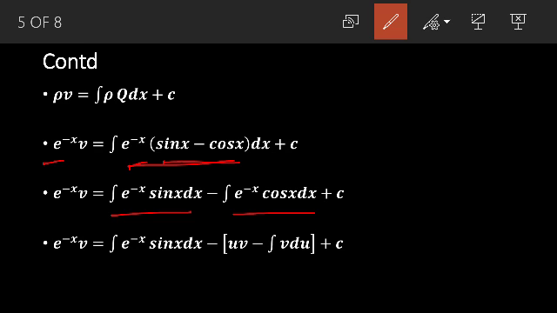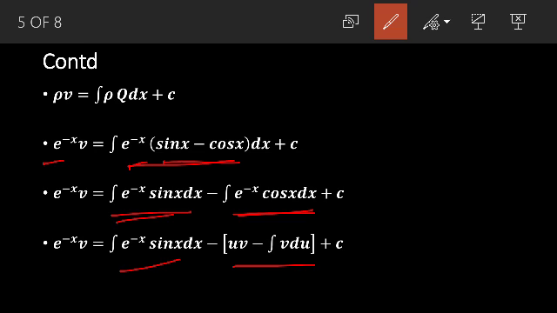When we open the bracket, exponential minus x times sin x gives us exponential minus x sin x, and we now have minus exponential minus x cos x. Now to integrate this, since these two look alike, and the derivative of cos x will give us sin x, the only way we can solve problems like this is by integration by parts. So we can leave this and integrate this by parts.